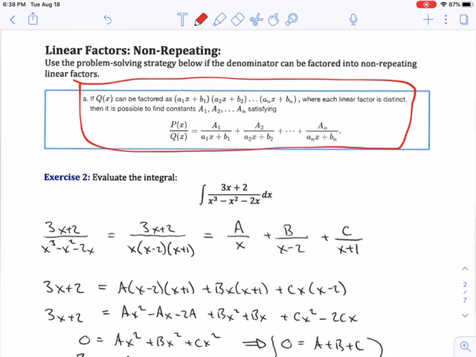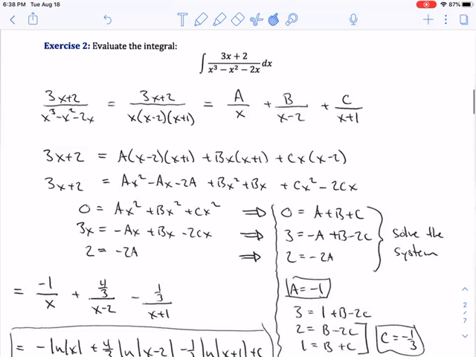All right. So in exercise 2, I notice that the degree of the numerator is less than the degree of the denominator. So I do not need to do polynomial long division. The next thing that we do is look at the denominator. We need to factor the denominator. If you cannot factor the denominator, then nothing that we're going to do in this lesson is going to work, and you're going to have to try to come up with something else. So the denominator must be factorable.